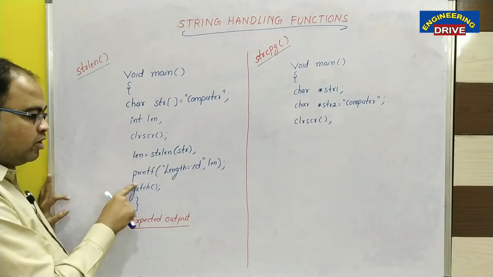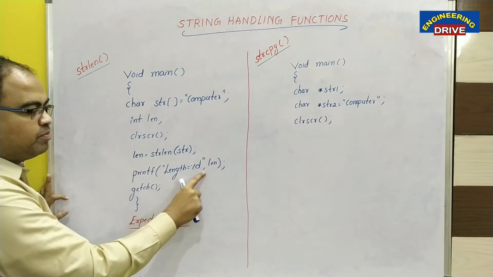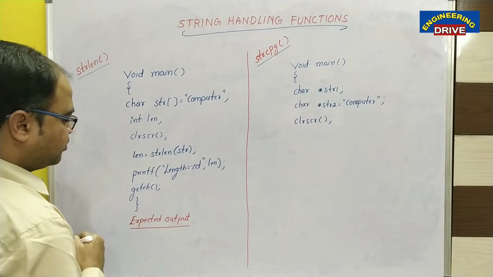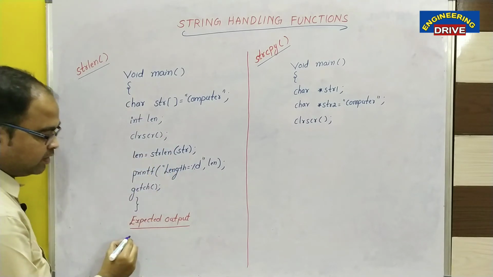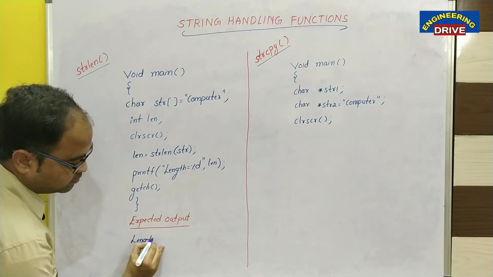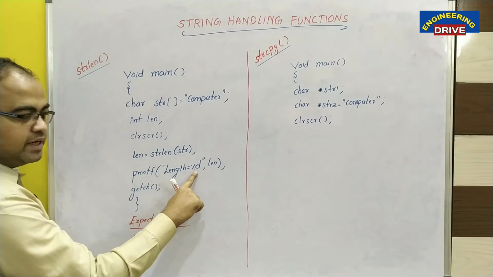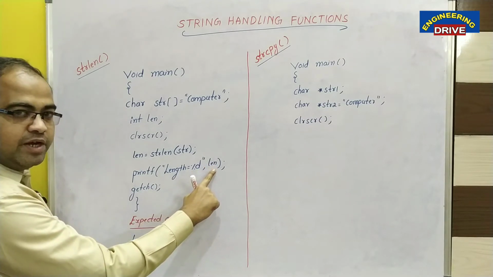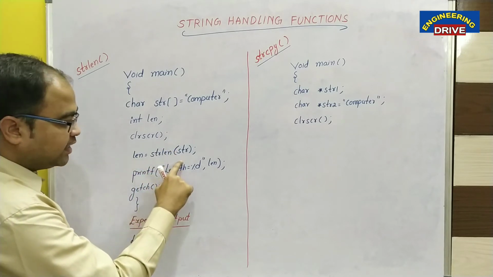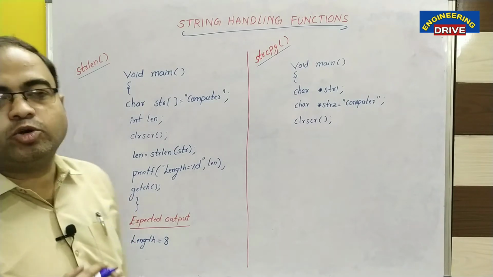Is it okay? Now by using the printf function, I am displaying the result simply: length is equal to %d, len. So what is the expected output I will get in this program? When I execute this program, the expected output will be length is equal to, and instead of %d, the value of the len variable will be replaced. What is the value of len after the computation of the strlen function? The value is 8. So this is the expected output.